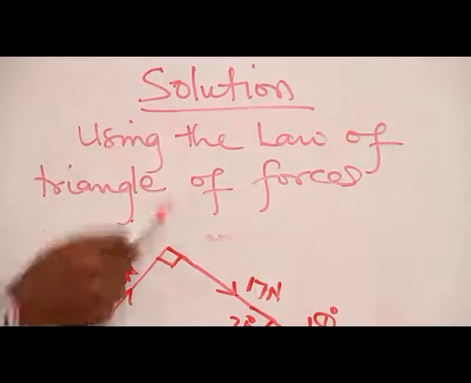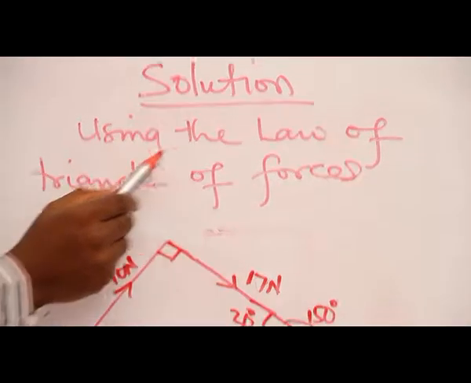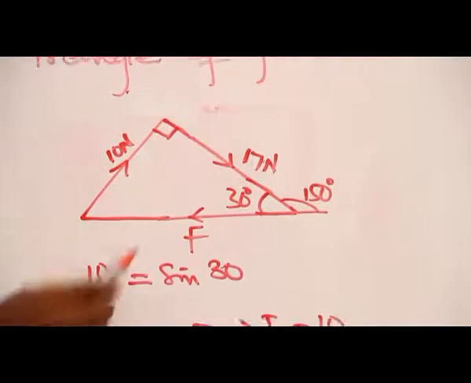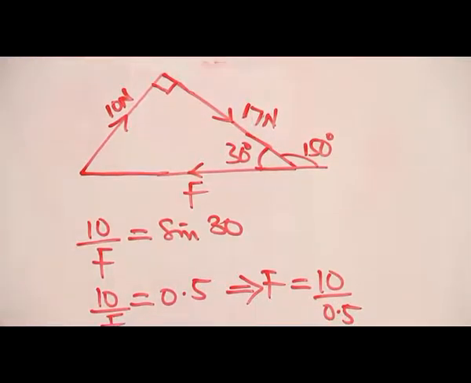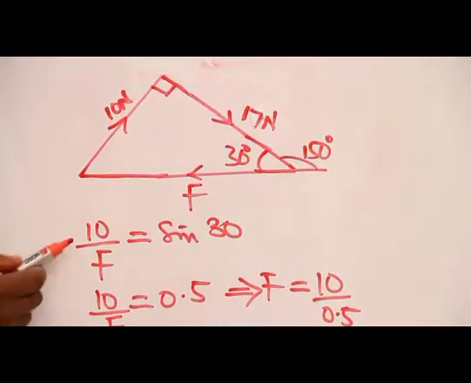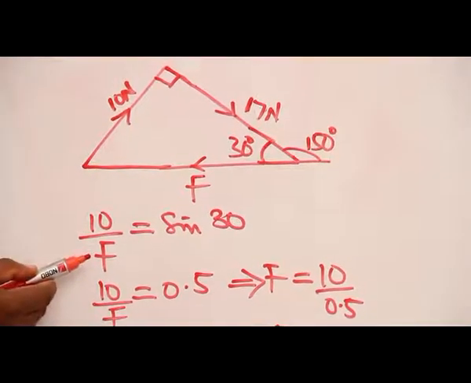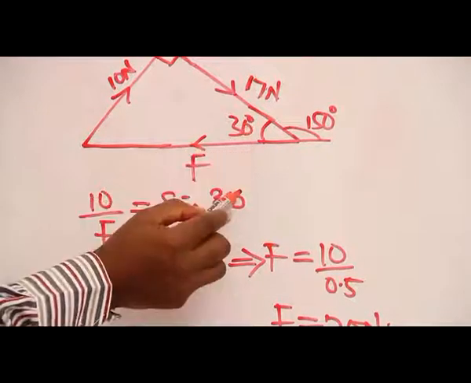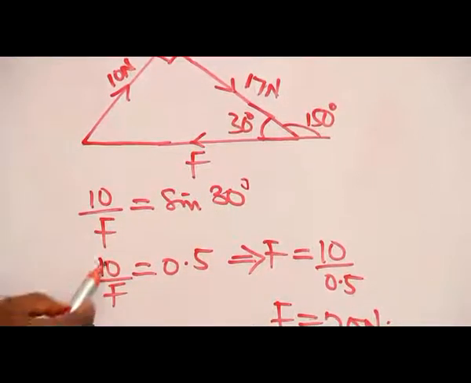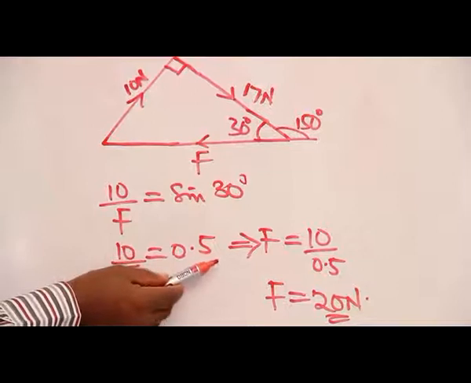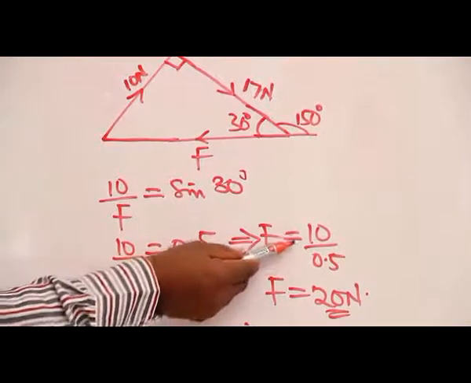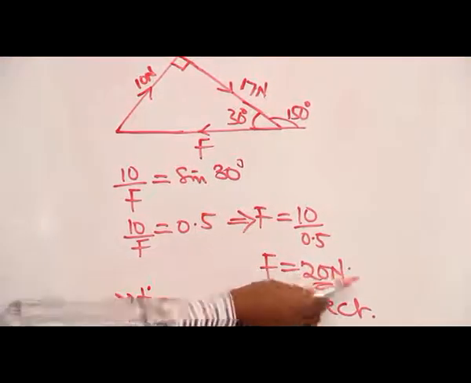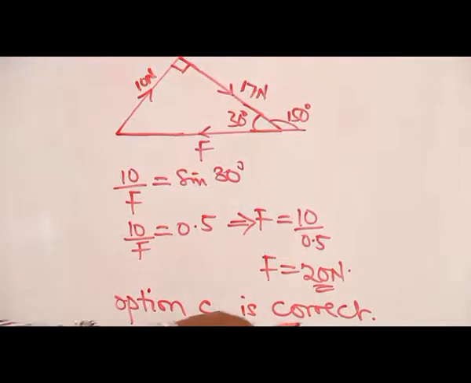The solution is as follows. Using the law of triangle of forces, then we'll be able to come up with this triangle. From this triangle, we divide 10 by F. That's dividing the opposite side by the hypotenuse. That will give us the sine of angle 30 degrees. 10 over F will now give us sine 30, which is 0.5. That means the force F is equal to 10 divided by 0.5. The force F is 20 Newton. Option C is therefore the correct answer.